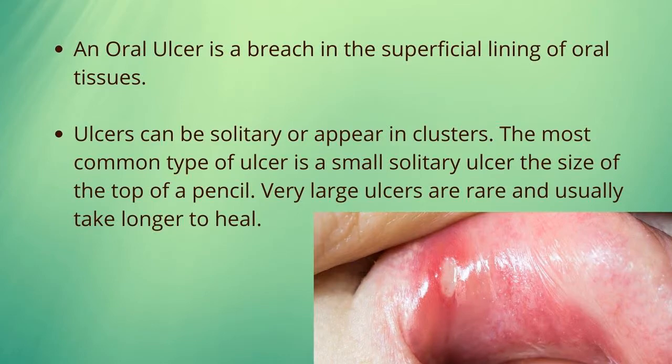Now, these ulcers can either be solitary or they can appear in clusters. The most common type of ulcer is the small solitary ulcer, which is the size of the top of a pencil. Very large ulcers are rare, and if they occur, they take quite a long time to heal.